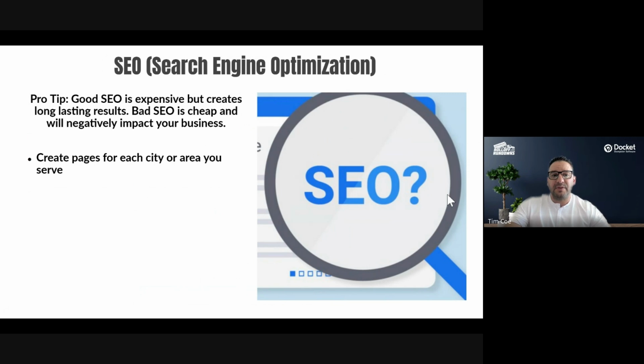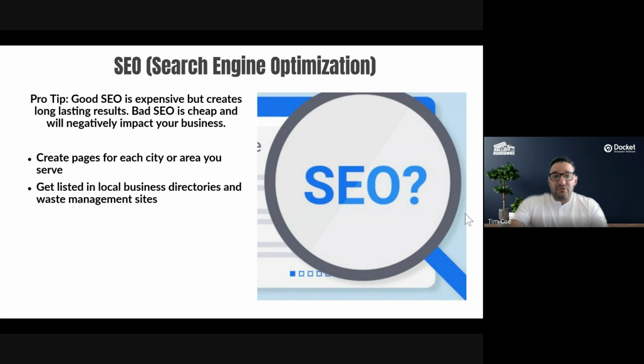So you want to create pages for each city or area you serve. You can do this on your website. These do not have to be in-depth pages. Generally, what I tell clients is take your homepage, clone it over, and then make sure the verbiage on there matches the city that you're targeting.